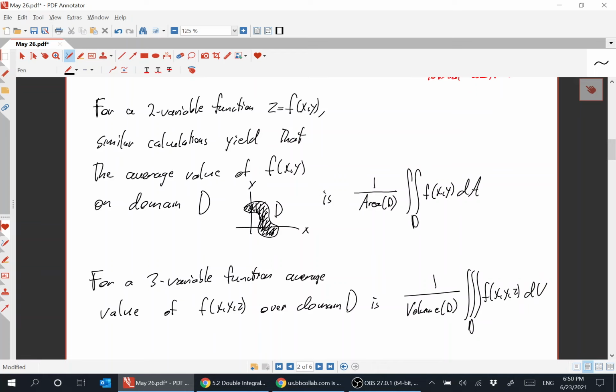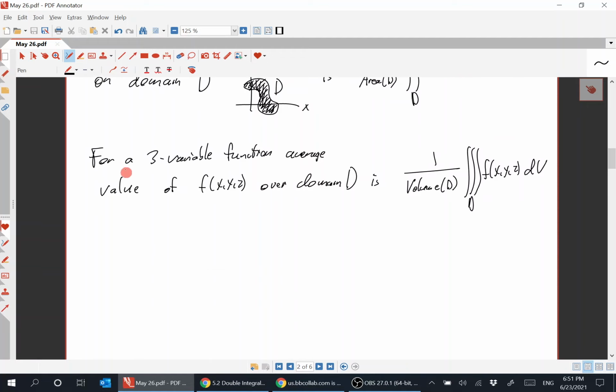Okay, so integration not only calculates a volume in the two-variable case, and a mass in the three-variable case from a density and mass calculation, it also calculates average value, where you just have some constant that you divide the integral by.